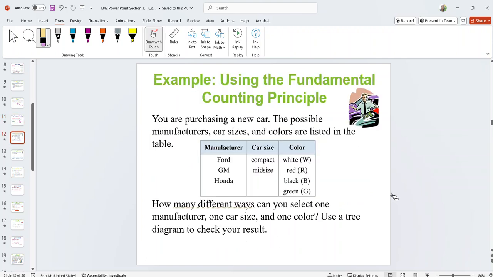So look at this one right here. You are purchasing a new car, right? A good time to purchase a new car. For the possible manufacturers, you have Ford, GM, and Honda, and then you also have 2 different car sizes, compact or midsize, and then you have 4 different colors. So how many possible outcomes can you have? Can anyone give me a quick calculation and type it in the chat, to see how many different outcomes you can have.